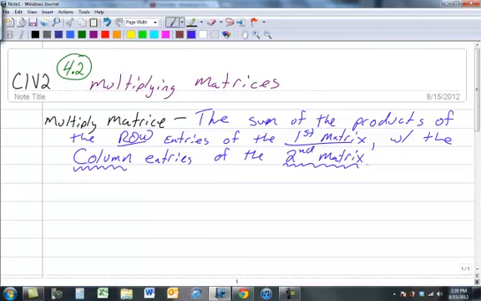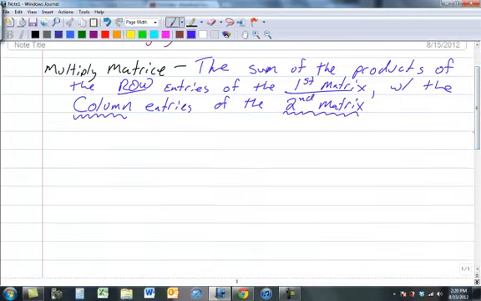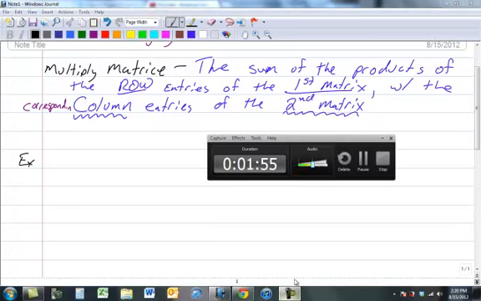All right, now, Smith, I don't even know what you just said. I know. Here's the thing. The sum of the products of the row entries of the first matrix with the, I'm going to add a word here, corresponding column entries of the second matrix. Smith, that didn't make it any better. I know. Let's do an example here.